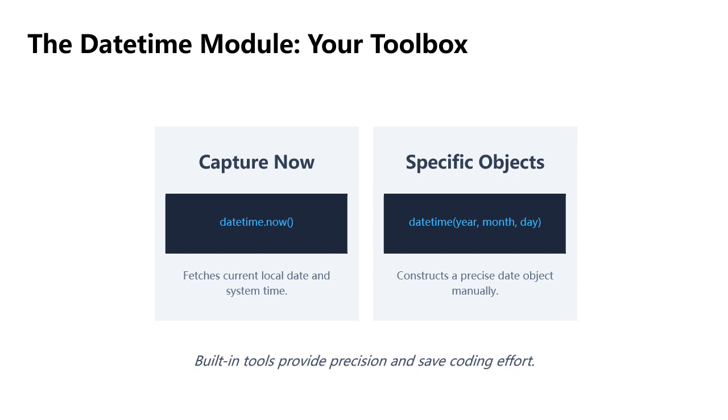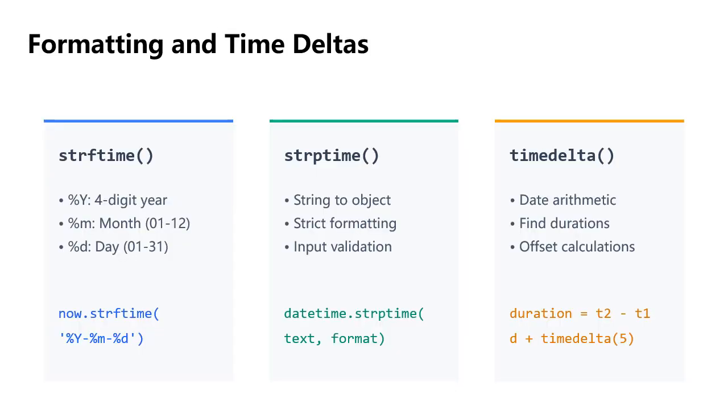However, you might often need to work with specific dates from the past or future. To do this, you can manually construct a date object by passing in the year, month, and day. Python then treats this as a precise object rather than just a simple string of text. We now need to learn how to present those dates to users and perform calculations with them. This is where formatting and time deltas come into play in our Python toolbox.